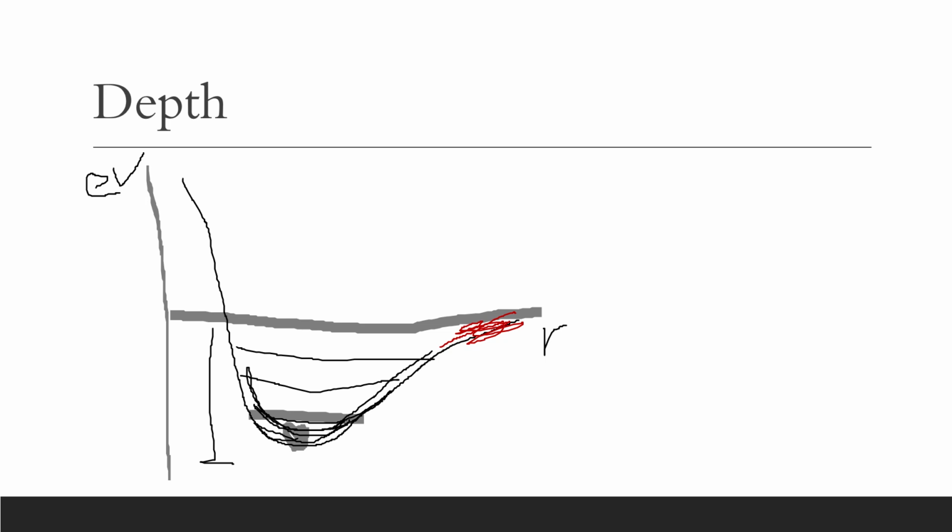At that point, your material has melted and your bonds are breaking apart. Instead of being a solid material, it is a liquid material, and you're not solid and you're not cohesive anymore. And that basically explains how the depth is very important in indicating bond strength and bond energy.